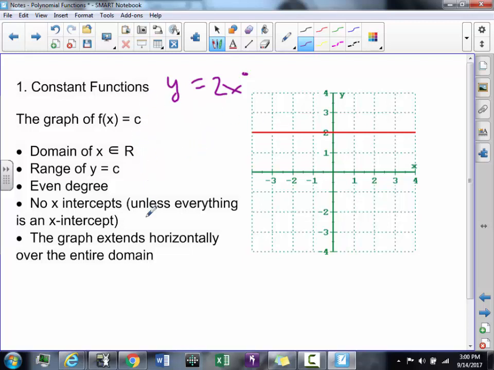If you do want to talk about properties though, every x is valid, I guess, because you can give me any x you want. I'm still going to tell you it's 2. But your range is literally just 2, like there's only one output you'd ever get. So it's an even degree technically, because 0 would be kind of an even number going on the pattern, 2, 4, 6, 8. But there won't be any x-intercepts with one exception. Maybe everything's an x-intercept. What would that graph be? Y equals 0. Yeah, y equals 0. Okay, so that's the first one.